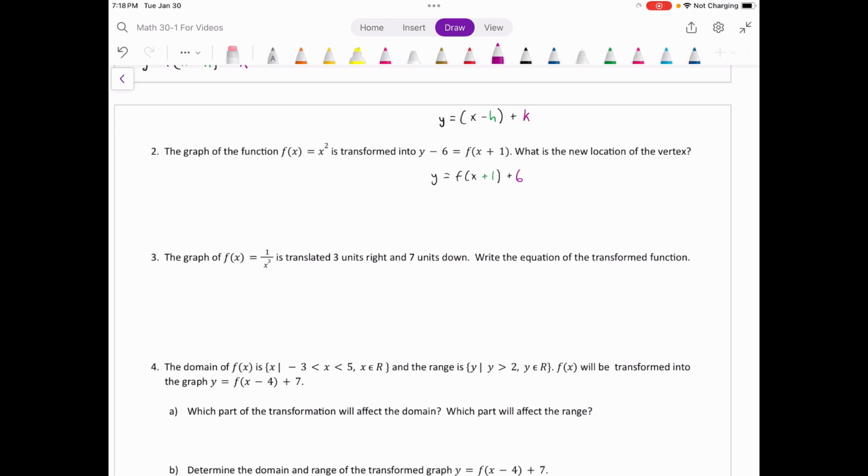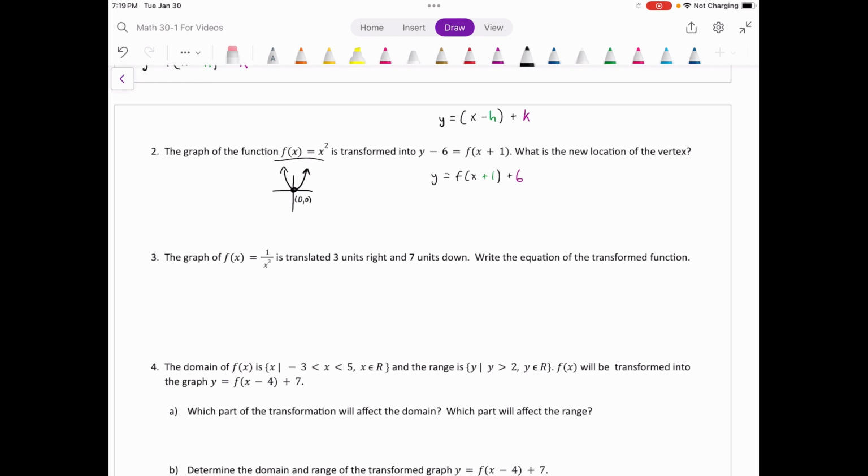Okay? So it asked us, what is the new location of the vertex? Well, first things first, where's the original vertex? This is the graph y equals x squared. Or sorry, f of x equals x squared, right? Hey, we know that graph very well, having taken Math 20. We know that its vertex is at 0, 0 originally, right? Because 0 equals 0 squared. And then it just goes up from there, okay?